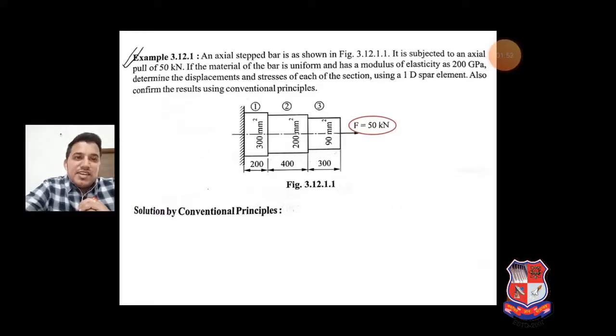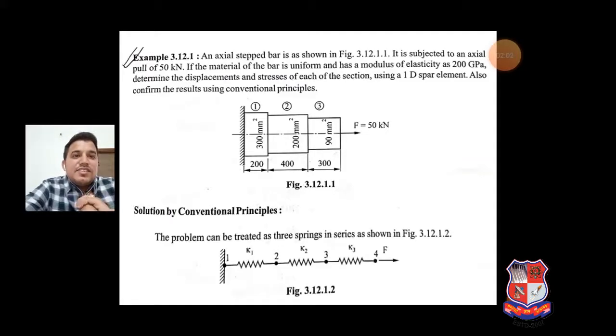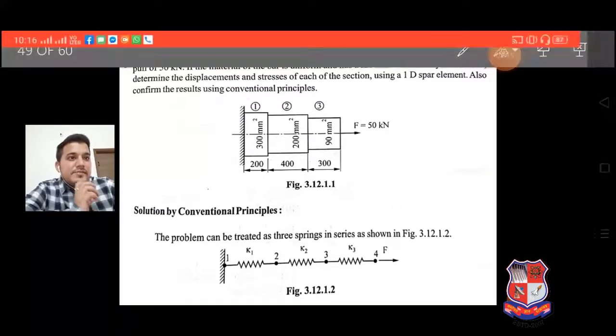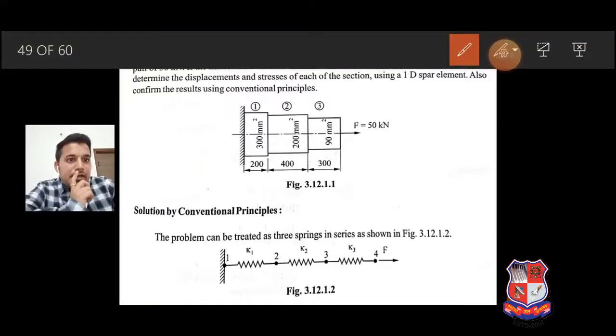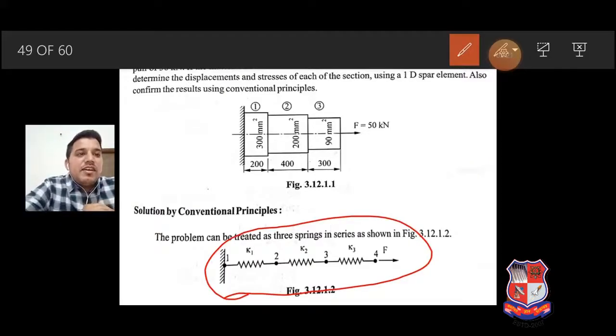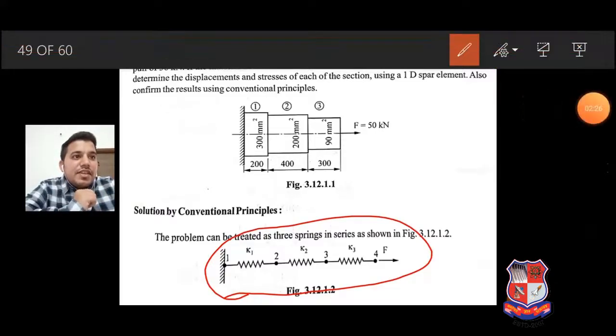Use the 1D bar element. As we observed yesterday, the same formulation is there. Here one side is fixed, and this is the 1D bar element in the form of the conventional principle. So here in the conventional principle, have a look here. This is the diagram. It is in the form of the spring formula. So this spring formula will be utilized, and we can utilize it for various purposes.